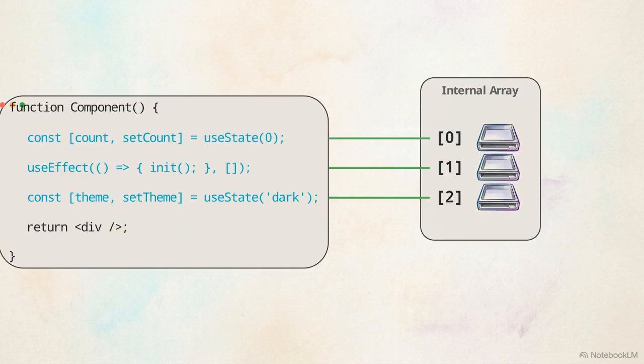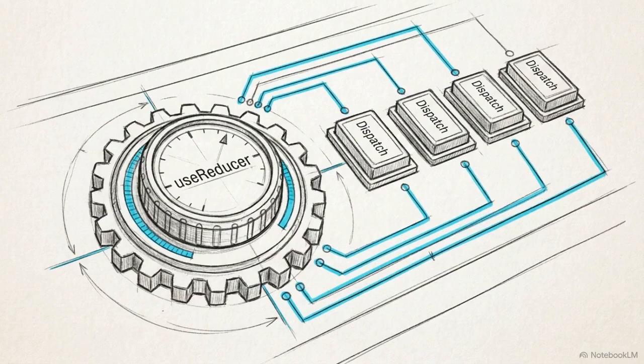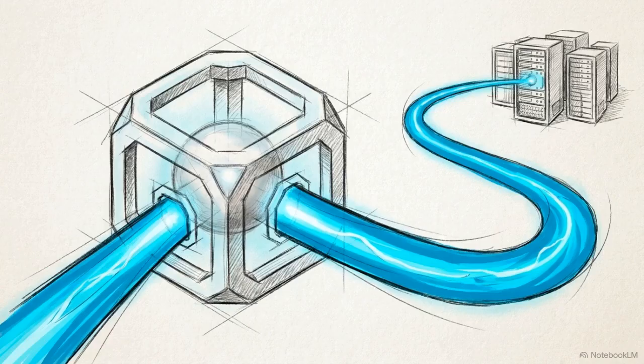When state logic becomes deeply nested and requires multiple subvalues to update together, useState becomes clumsy. useReducer solves this by externalizing the logic into a standalone function, handling updates via dispatched actions, much like Redux. For operations that reach outside the React engine, like fetching network data or manually tweaking the DOM, we use useEffect.